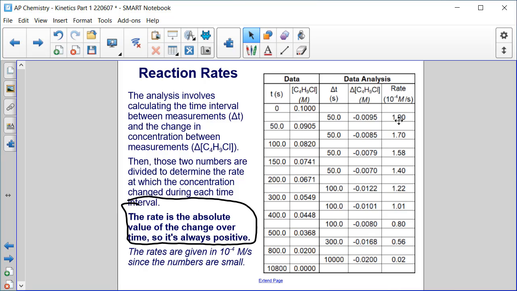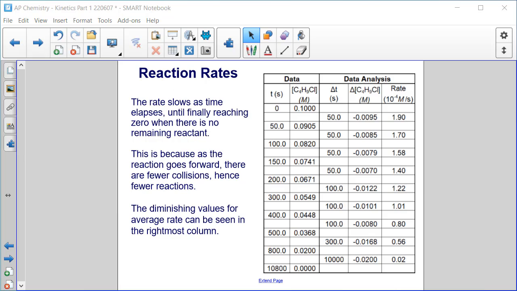So the rate here, this 0.0095 divided by 50, is 1.90 times 10 to the minus 4, and so on and so forth. You can see the rate decreasing with respect to time as the amount of the reactant decreases. That's important. We're going to look at that on a graph in just a second here. The rate slows as time elapses until finally reaching 0 when there's no remaining reactant.